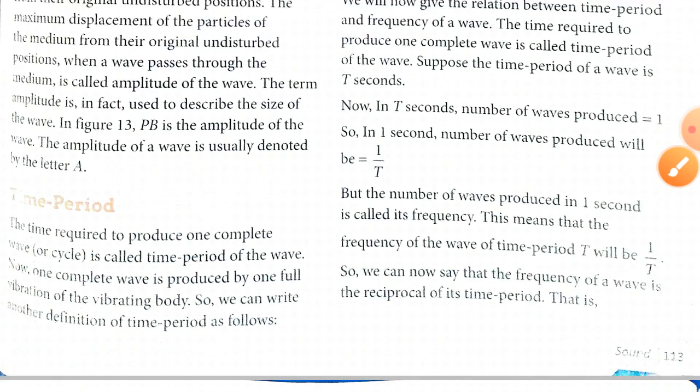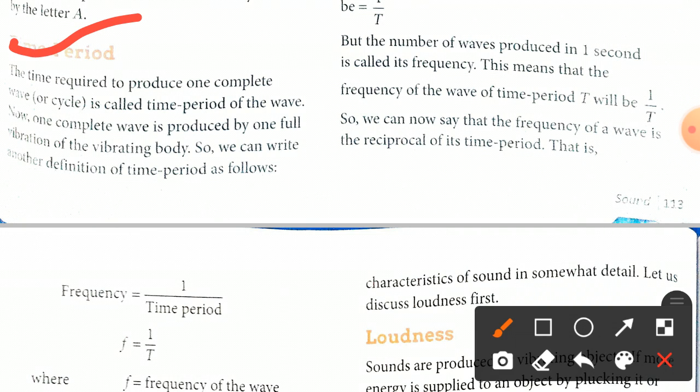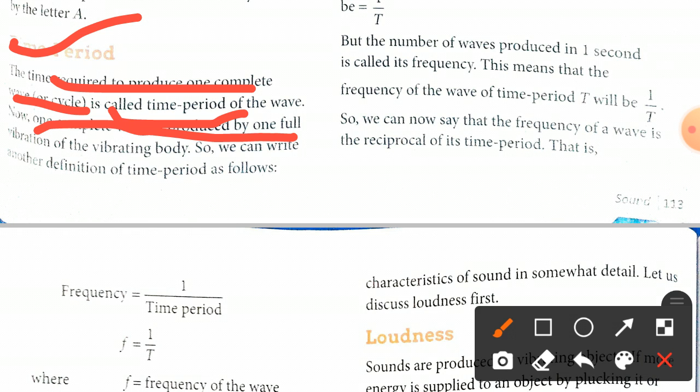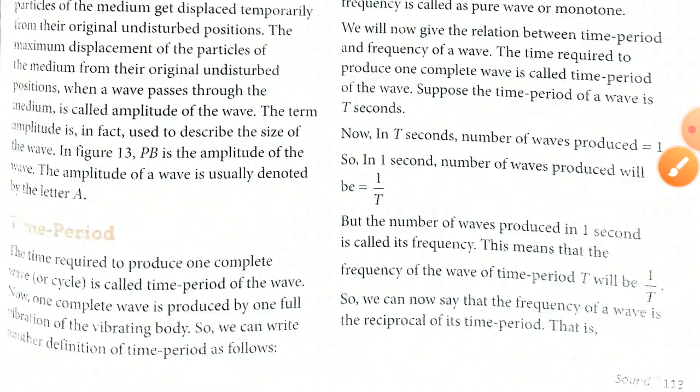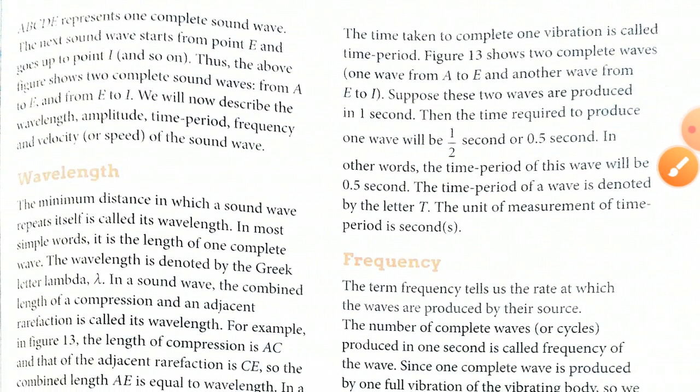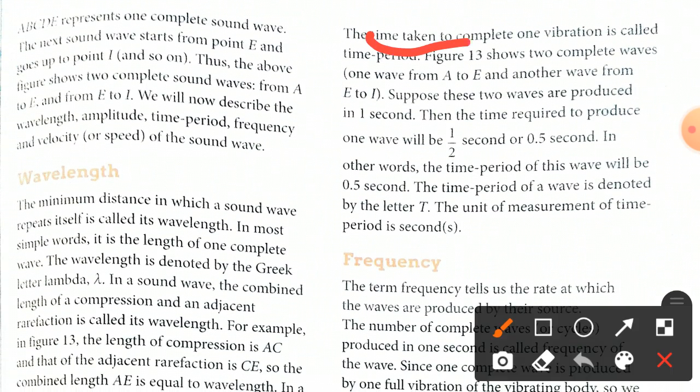Now we will move to time period. What is time period? So the time required to produce one complete wave or cycle is called its time period of the wave. Now one complete wave is produced by one full vibration of the vibrating body. So we can write another definition of time period as follows: the time taken to complete one vibration is called its time period.